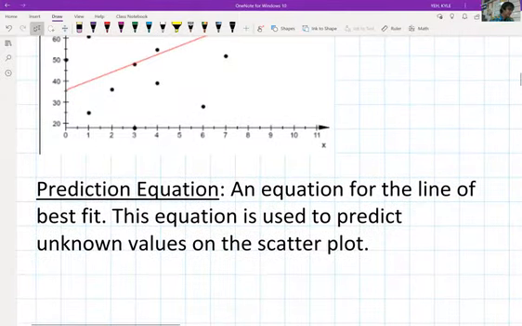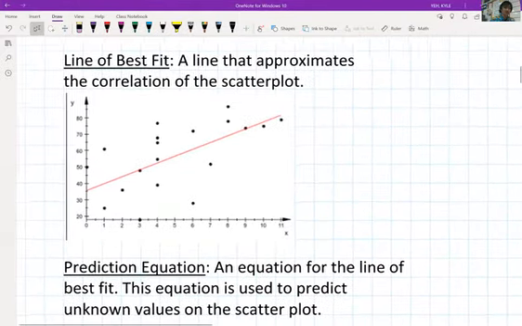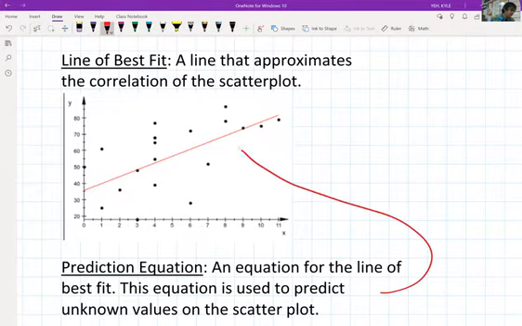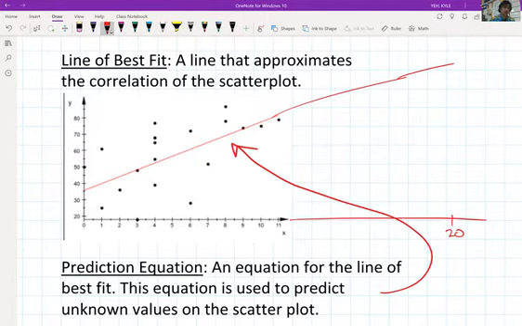And the last thing that we do is once we have our line of best fit, we're going to be writing prediction equations. And so what is a prediction equation? It's an equation for this line of best fit. And it's an equation so that we can then predict, okay, this graph goes up to x equals 11. What about x equals 20? Where would this line be? And we can predict future values. We can predict larger values, whatever we need, so that we can make use of our analysis of the data.